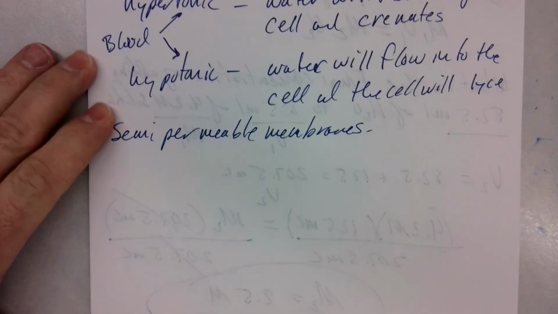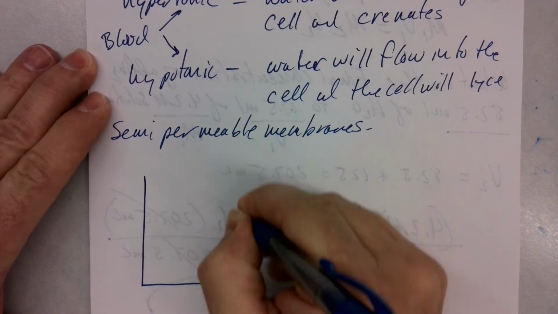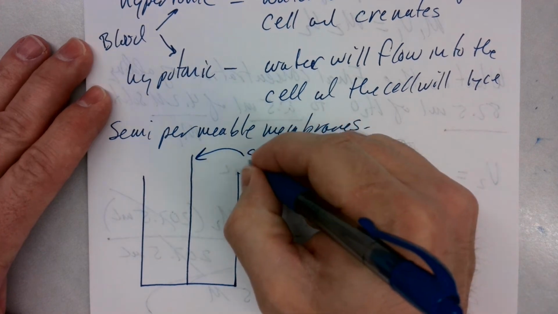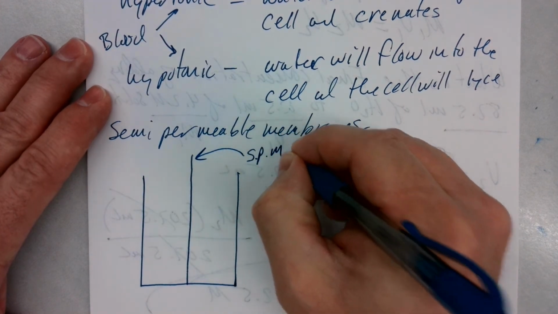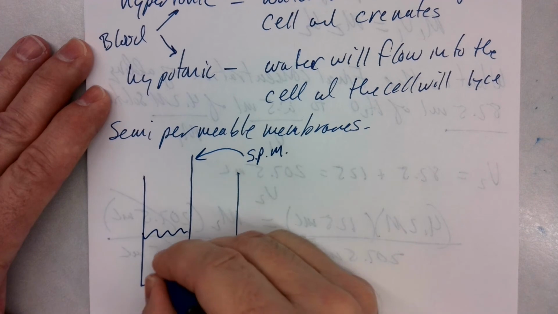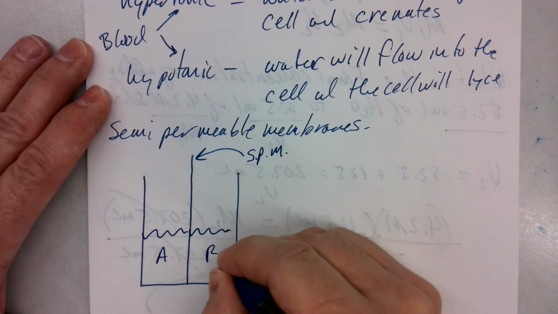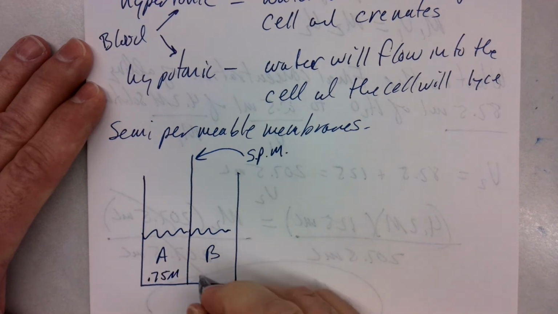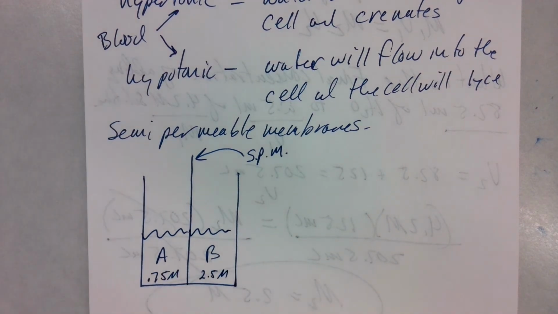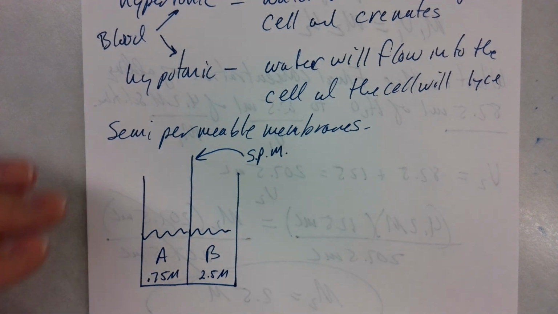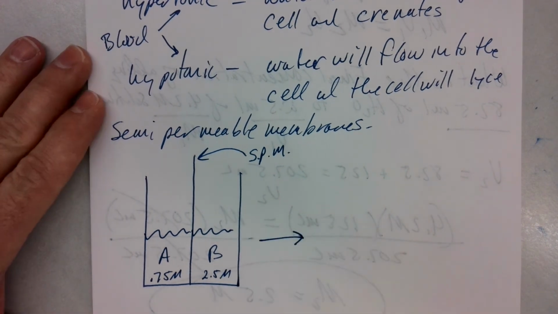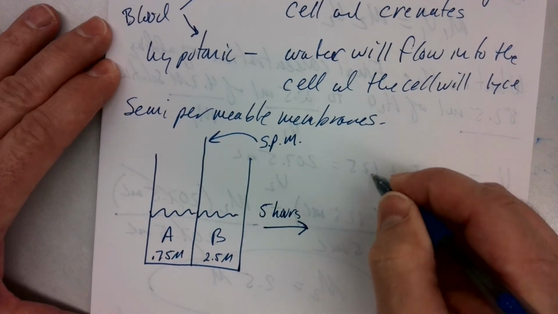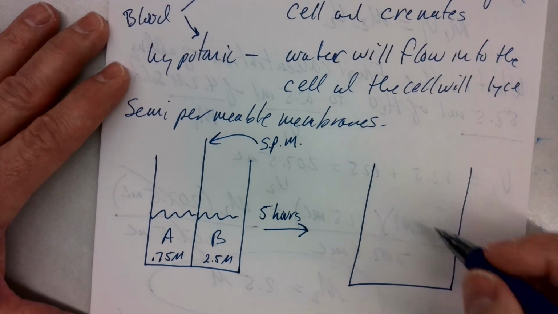Now, a couple of the questions on the test we're going to talk about is, let's say I've got a beaker, and that beaker is separated by one of those, a semi-permeable membrane, right? And initially I've got A and I've got B, right? Let's say A is 0.75 molar. Let's say B is 2.5 molar, right? Well, what's going to happen? Let's say I give this a couple of hours. Let's say I got 5 hours here. What's going to happen after 5 hours?